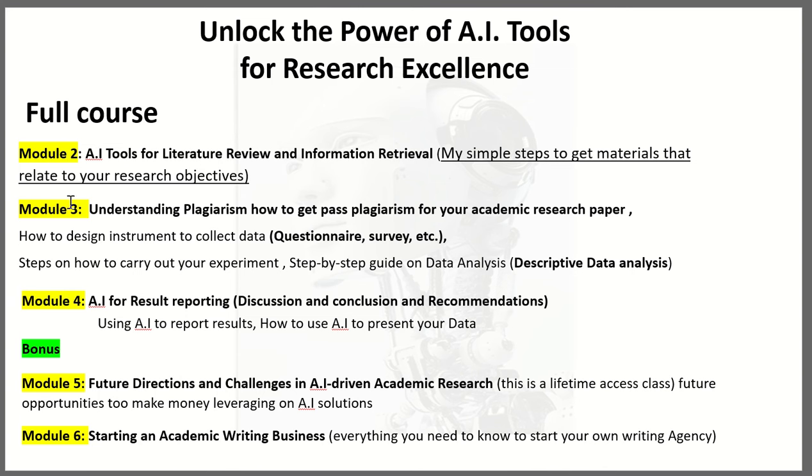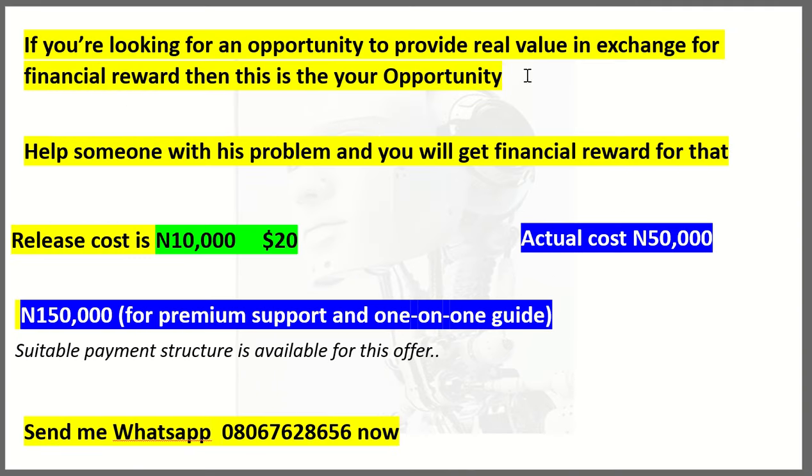So this is the full module, module 2, module 3, module 4, module 5, module 6, and these are the bonuses. If you're looking for an opportunity to provide real value in exchange for financial reward, then this is the opportunity. You can help somebody with this problem and get financial reward.